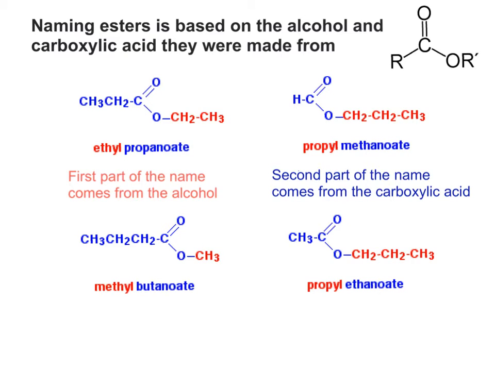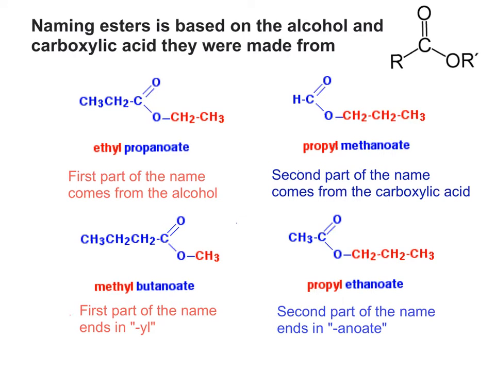So when you're naming esters, what you've got to think about is what is the alcohol and what is the carboxylic acid that were reacted together. So in these instances I've colour-coded it, and the first part of the name comes from the alcohol, so the ethyl or propyl or methyl, whatever. And the second part, the part that ends in -oate, comes from the carboxylic acid. So it's always -yl and then -anoate. So methyl butanoate, for example.